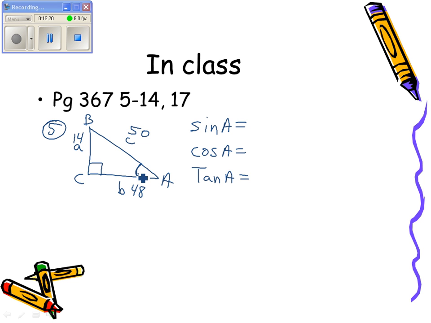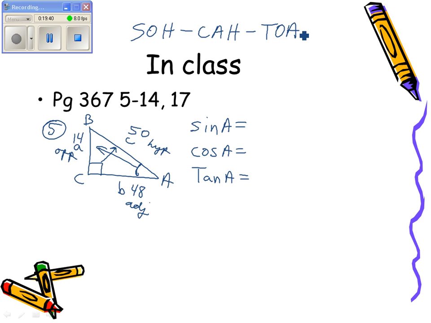If we're dealing with angle A, that's going to be the opposite leg. Side across from the right angle is the hypotenuse. This is the adjacent leg. Remember your SOHCAHTOA. Sine deals with opposite over hypotenuse. So that's 14 over 50. Well, 14 over 50 reduces to 7 over 25. And again, you can change that to a decimal on your own.